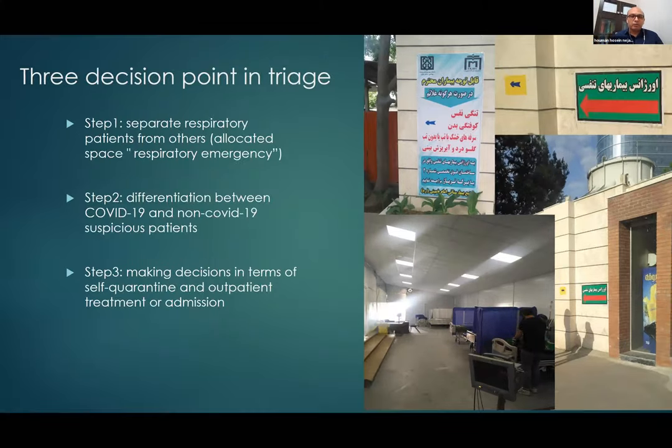As you know, in this pandemic, we face overcrowding, and in this situation, triage and allocating patients to the best place at the best time is very important. For these purposes, we should make decisions on 3 points. First, separation of respiratory patients from others. We consider a space called respiratory emergency, as you see in the picture, and all patients with cough, dyspnea, or other signs and symptoms of the respiratory tract are referred to it. Second, we should differentiate COVID-19 from non-COVID suspicious patients. When we identify the COVID-19 patients, we should decide whether they should receive inpatient or outpatient service.